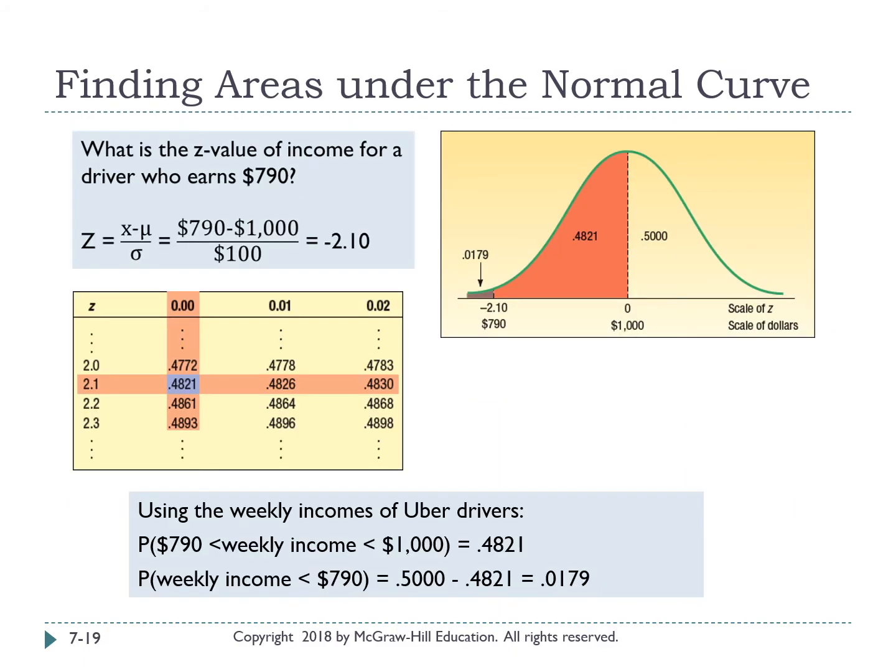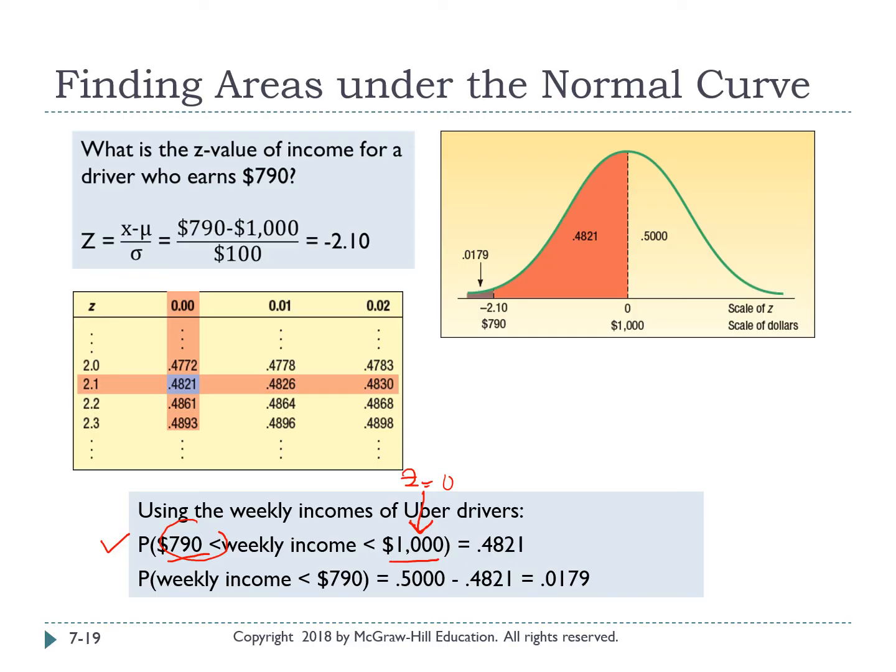Okay, so this is another question on finding areas under the normal curve. So what is the question? If you look at here, the question asks you what is the probability of income of Uber driver between 790 to 1000. Okay, so as I mentioned previously, if let's say your mean is equal to 1000, you don't have to compute the second x here, because if you compute the second x, your z value will equal 0. Just compute the first x.